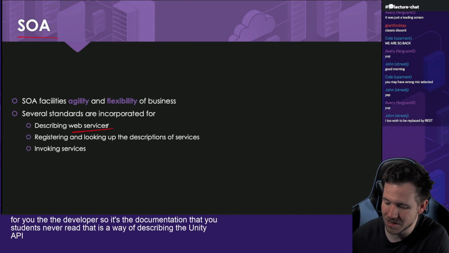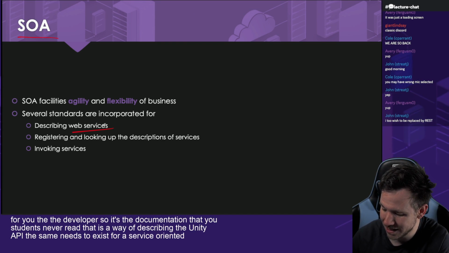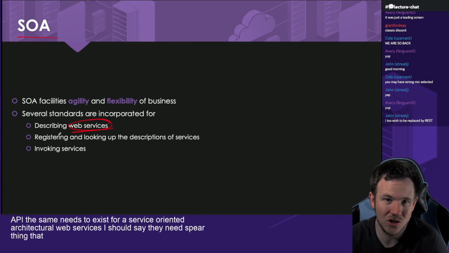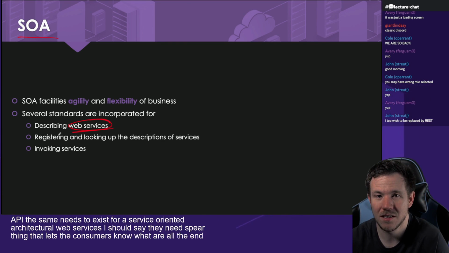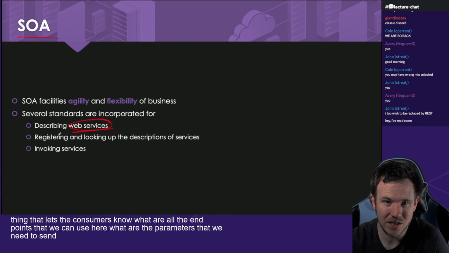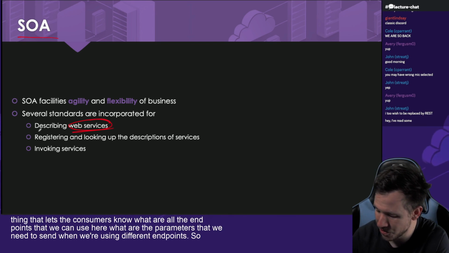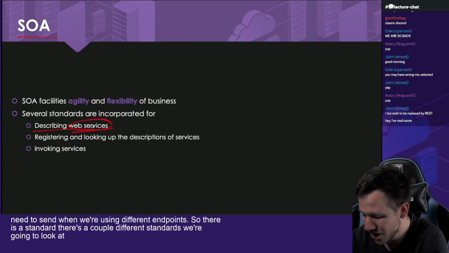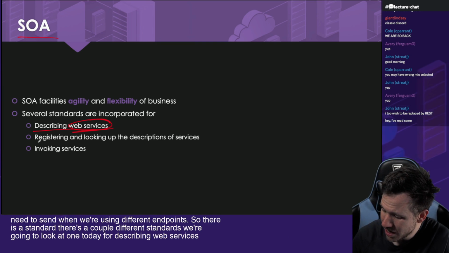The same needs to exist for a service-oriented architecture, or a web service, I should say. There needs to be a thing that lets the consumers know what all the endpoints are that we can use here, and what parameters we need to send when using different endpoints. So there is a standard. There's a couple of different standards. We're going to look at one today for describing web services.